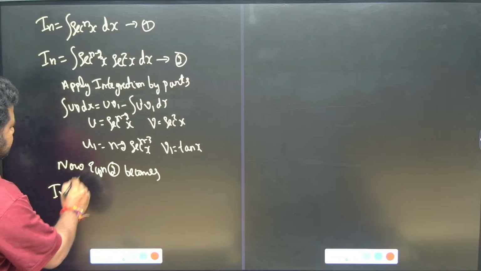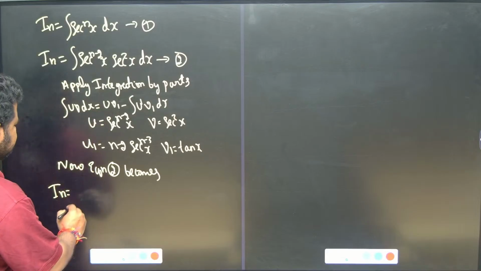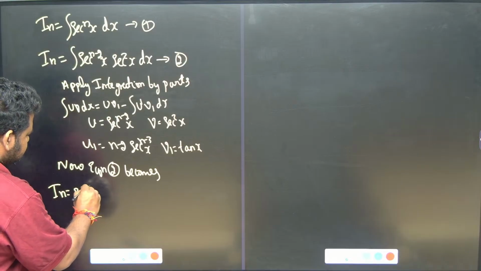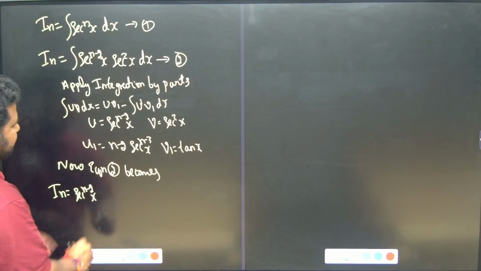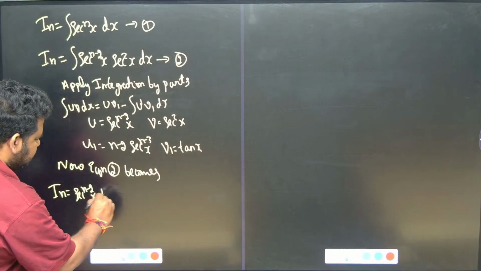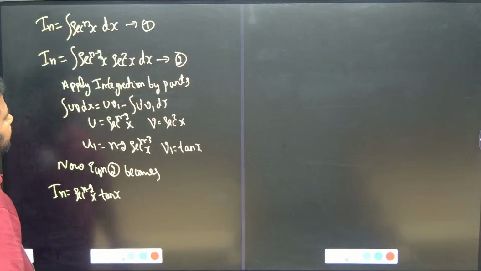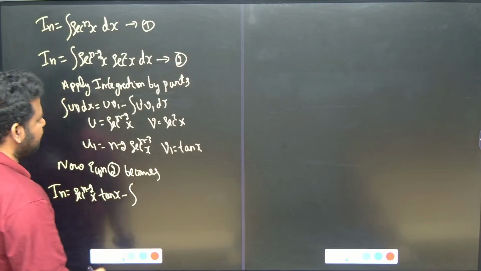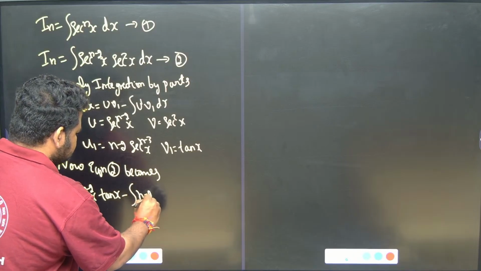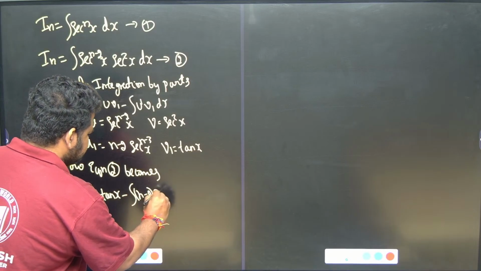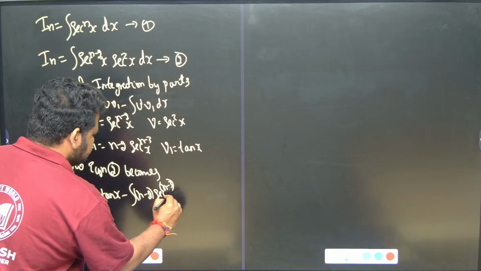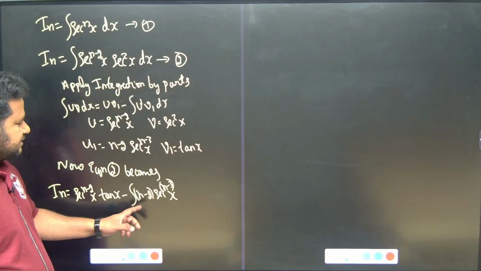u into v1. u is secant n minus 2x, secant square x, v1 is tan x, tan x minus integral of u dash. u dash is n minus 2 into secant n minus 3x, n minus 3x. This is what I have, secant n minus 3x.